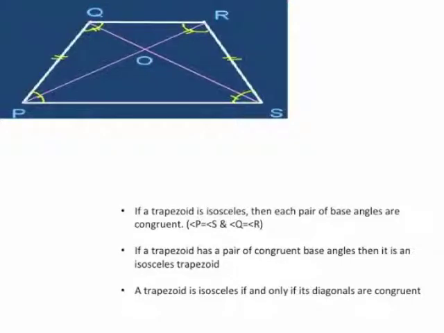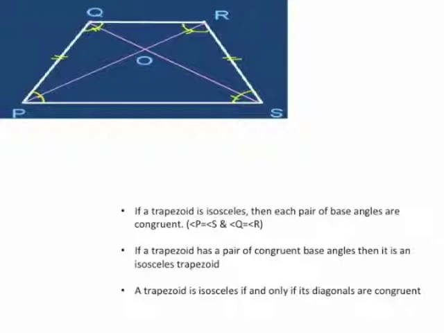Next, I'll be teaching you about the properties of a trapezoid. If a trapezoid is isosceles, then each pair of base angles are congruent. So if this trapezoid is isosceles, which it is, angle P and angle S are congruent, and angle Q and angle R are congruent.